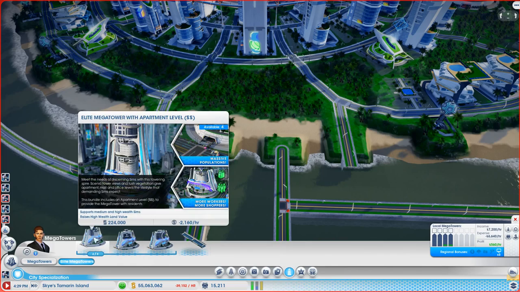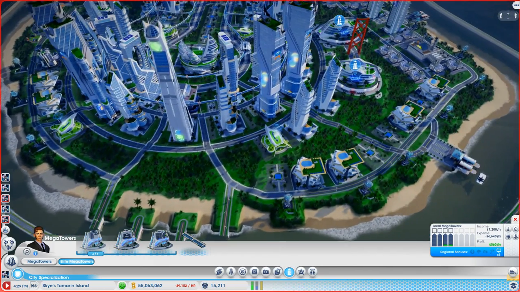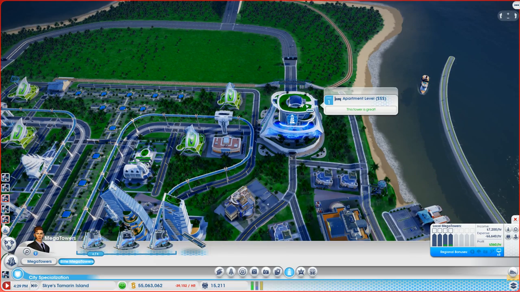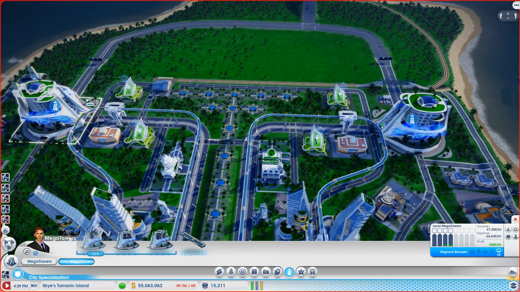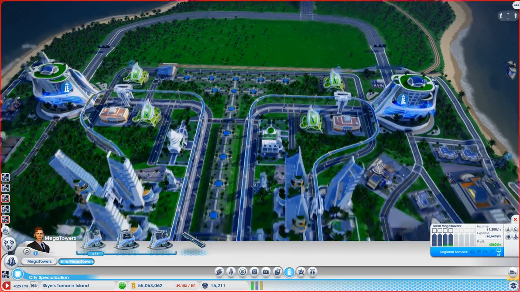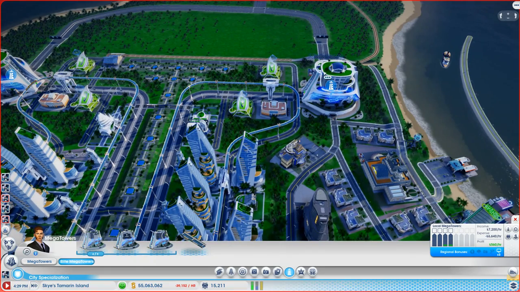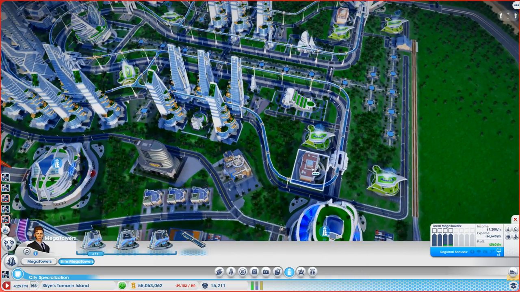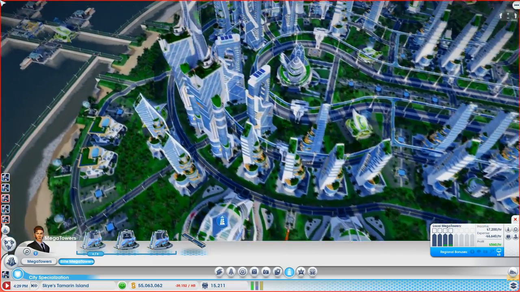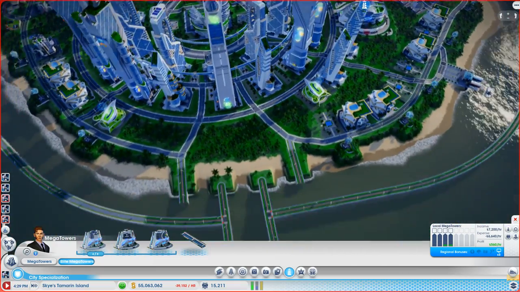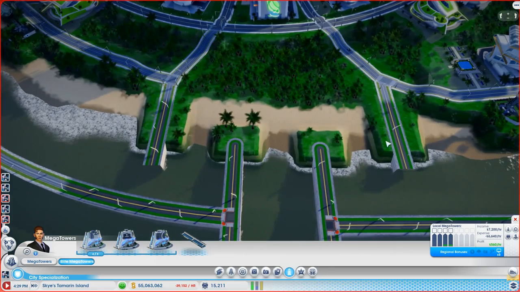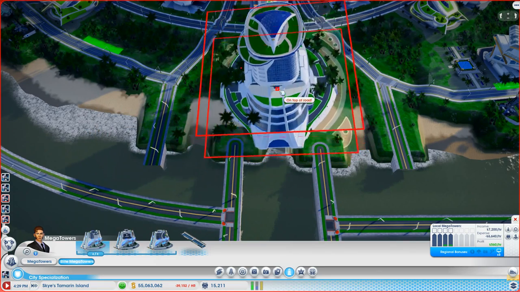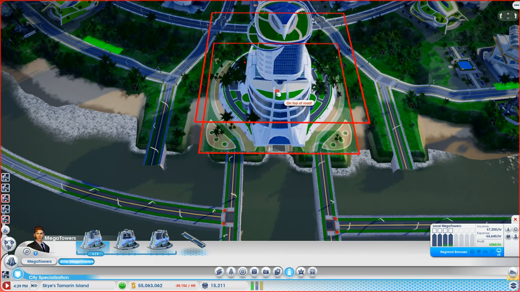So we want to put in a mega tower with... Now, what did I... I'm trying to remember what I put in. I'm pretty sure this is an education level, isn't it? Oh, no, it's an apartment level. And an apartment level. Huh. I'm pretty sure that at one time those were education levels. Oh, I think I took them out and I put the colleges in, didn't I? Because they were screwed up. Big surprise indeed. Right, so how am I going to do this? Wow. That's pretty big.